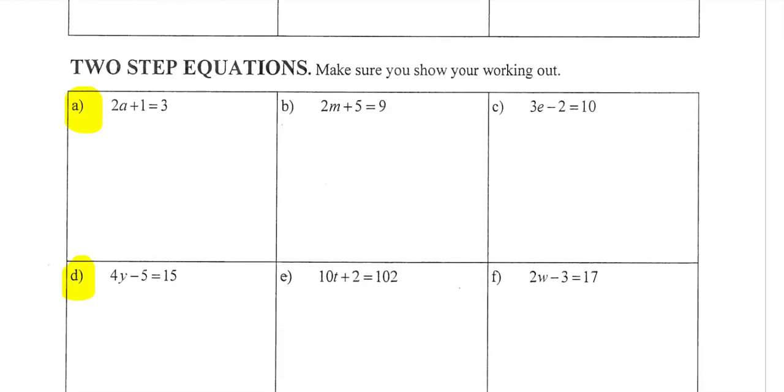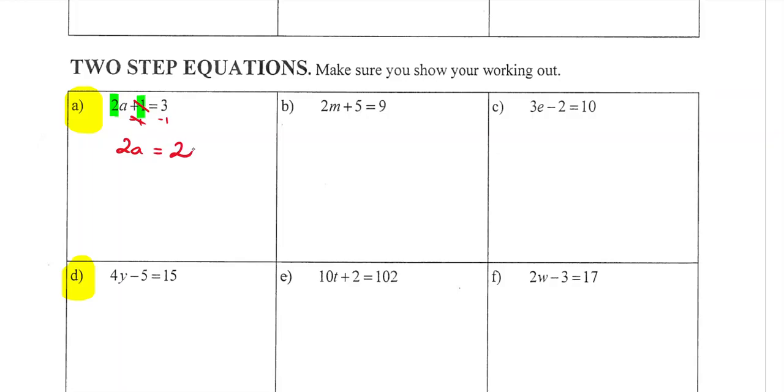2a plus 1 equals 3. So the two steps are the 2 and the 1. Once you get more than one step, the question you've got to ask yourself is, which number do you do first? Which number should I do first? The 1. You always are starting further away from the a and you're working your way towards it. So the opposite of a plus 1 is to minus 1. That will leave 2a equals 3 minus 1 is 2.